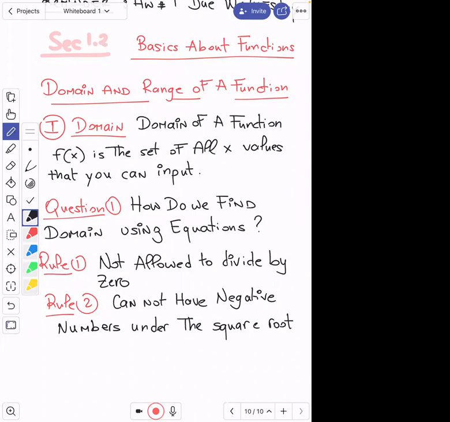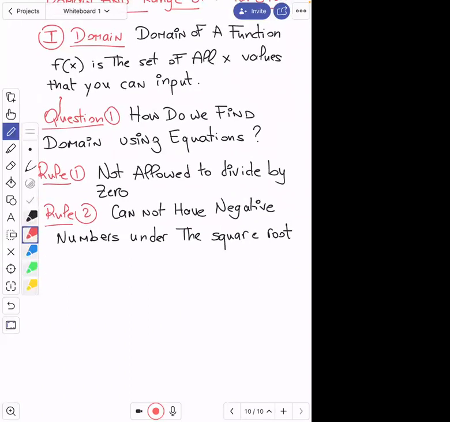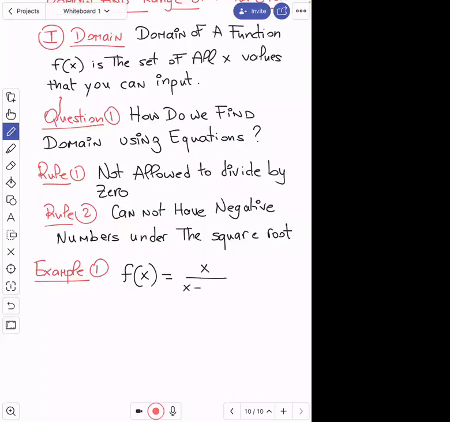I don't remember how many examples I did in the last lecture, but anyway, let me do more examples. So example 1. Let's say you have the following function. Let's say f of x is just a quotient, x over x minus 5. And the question, of course, is that I need to find the domain.